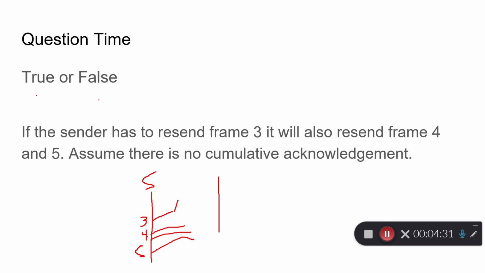So this gets lost. The acknowledgement never comes back, even though the destination receives 4 and 5. And this is assuming there are no cumulative acknowledgments. And with this statement, it is true. If it has to resend 3, it will resend 4, and it will resend 5.